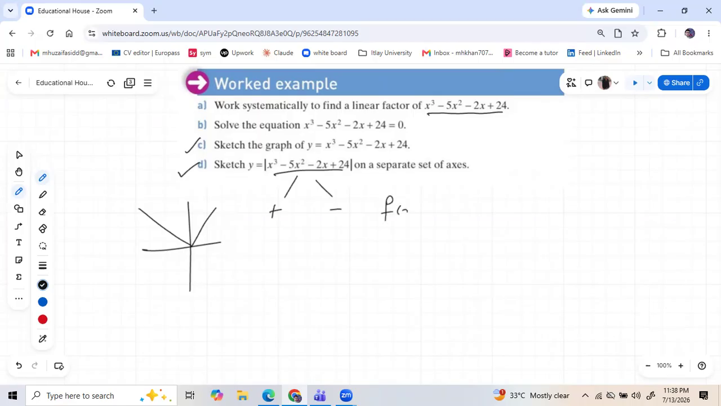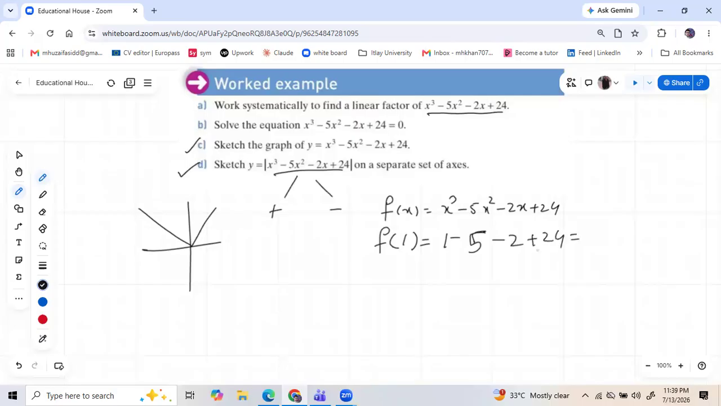Our function is f of x equals x cubed minus 5x squared minus 2x plus 24. If we replace x with 1, this is 1 to the power 3, this is 1, this is minus 5, and this is minus 2, this is plus 24. Look at it here. This is 24 and this is 1, 25. 25 minus 5 is 20, and minus 2 is 18. This does not equal 0. You know, when the answer is equal to 0, then we say that this is a factor.